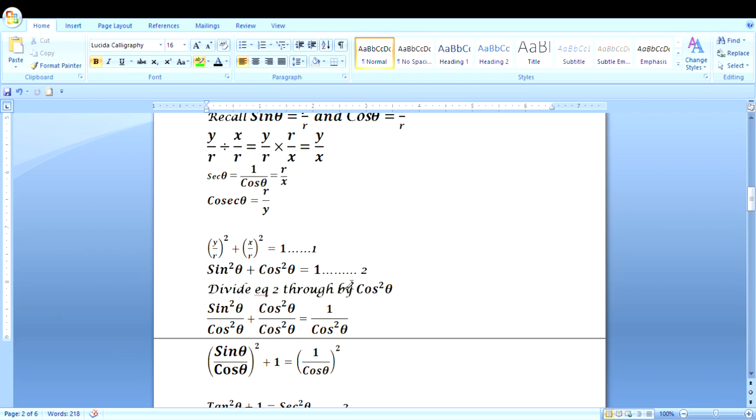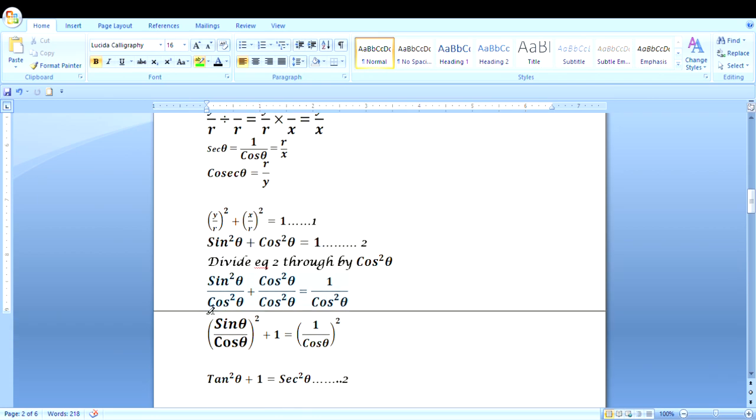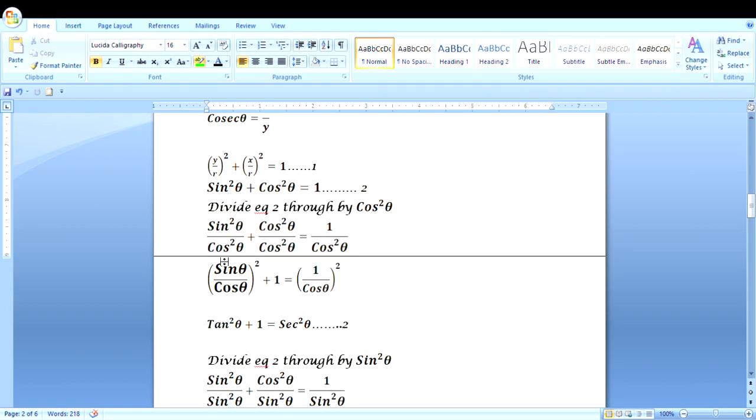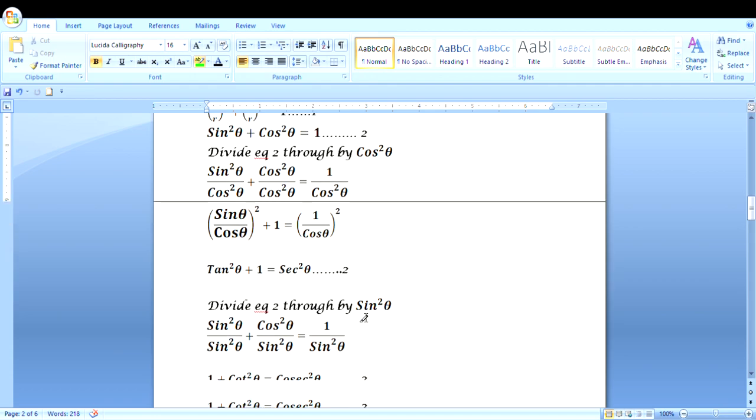Okay. Now similarly, if we divide this equation through by cos square theta, we are going to have sine square theta divided by cos square theta plus cos square theta divided by cos square theta is equal to 1 over cos square theta. So here we recall that sine over cos is tan, isn't it? Yeah. Then 1 over cos is sec. So this becomes tan square theta plus 1 is equal to sec square theta. So this is a fact.